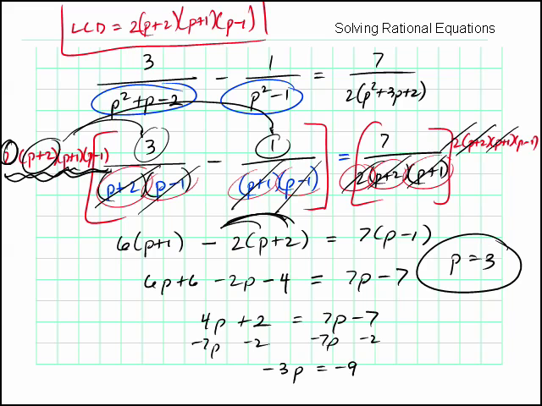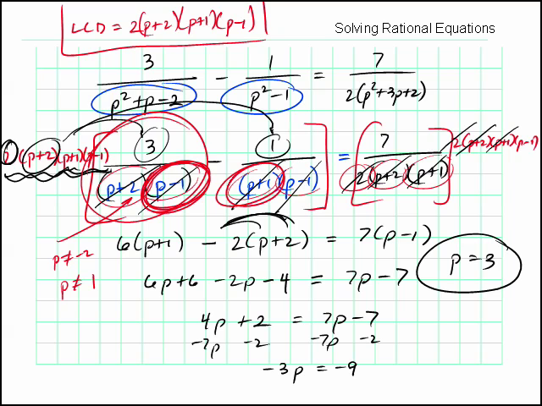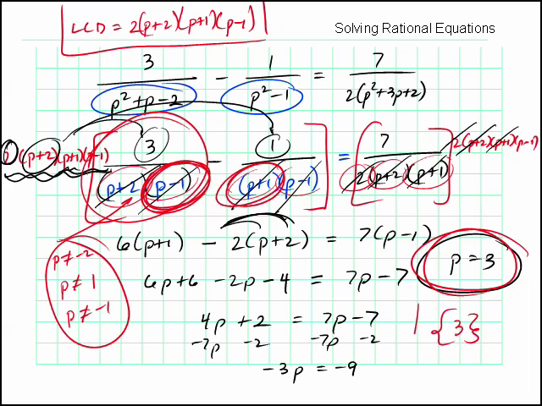Now I have to make sure that that doesn't cause division by 0. So let's go back up right here. If you look through all that mess there, this tells me that p cannot be negative 2. This one right here tells me that p cannot be 1. And this one right here tells me that p cannot be negative 1. So p cannot be any of those, but I've got p equals 3 as my answer. That's okay. It won't cause division by 0. And so 3 is the solution to our equation.